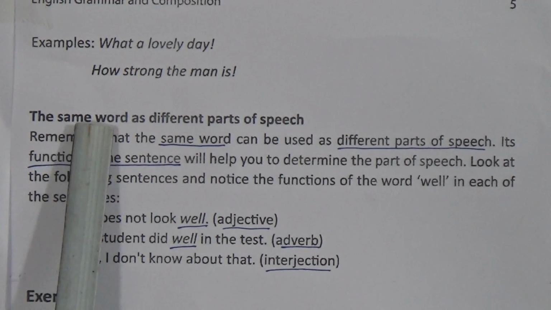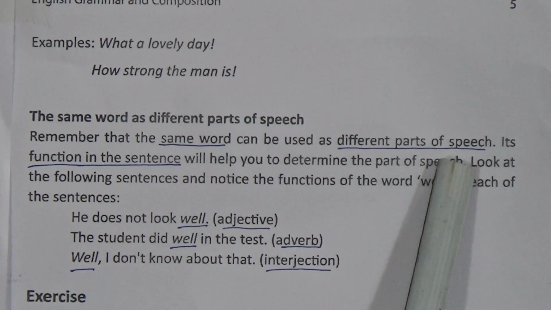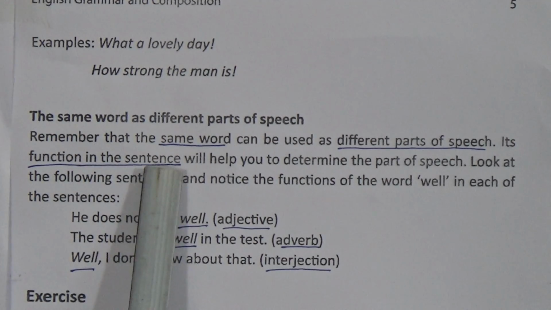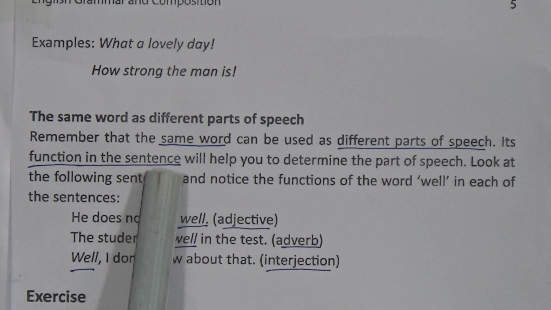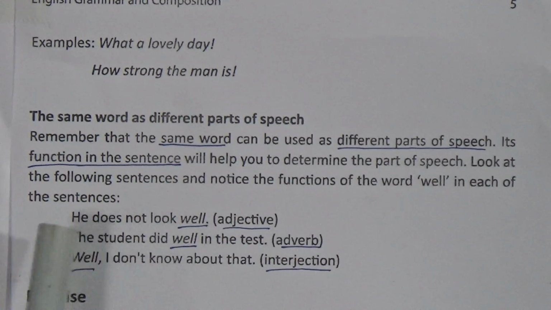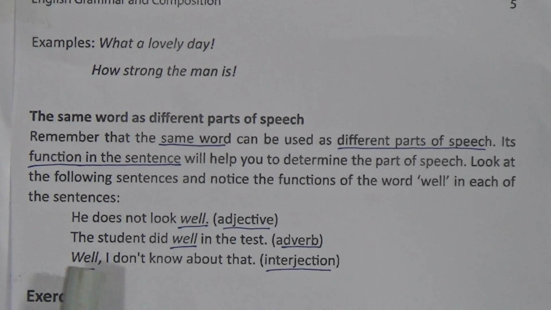Now let's look at how the same word can be used as different parts of speech. The same word can be used as different parts of speech. So how do you define what parts of speech is it? Its function in the sentence will help you to determine the parts of speech. So you have to carefully look at what function that word is playing in the sentence, and that function will determine the parts of speech. Let's look at the example given here. The word well is used in 3 different sentences in 3 different ways. We have to read the sentences carefully, see what the function of the word well is in these sentences, and then we can determine what parts of speech this word is in these 3 sentences.